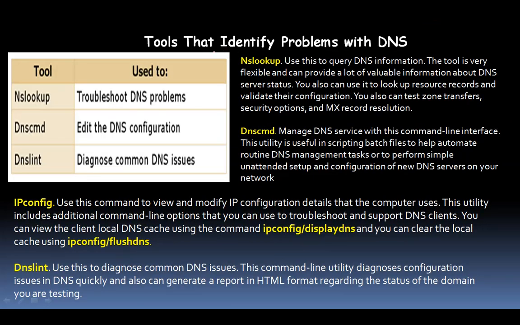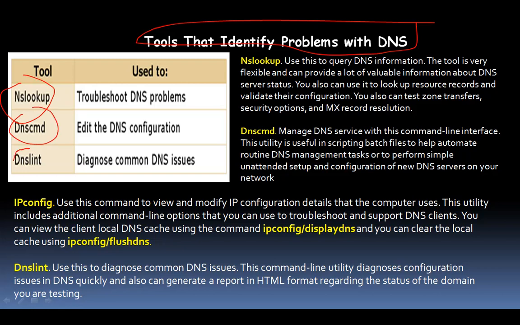Next, tools that identify problems with DNS. There are certain tools we can use for troubleshooting. First one is NSLookup, second one is DNSCMD, third one is DNSLint. NSLookup is useful for troubleshooting DNS problems, DNSCMD is used to edit the DNS configuration, and DNSLint is a command to diagnose common DNS issues.